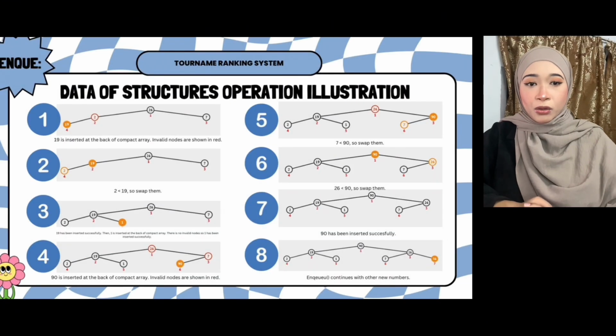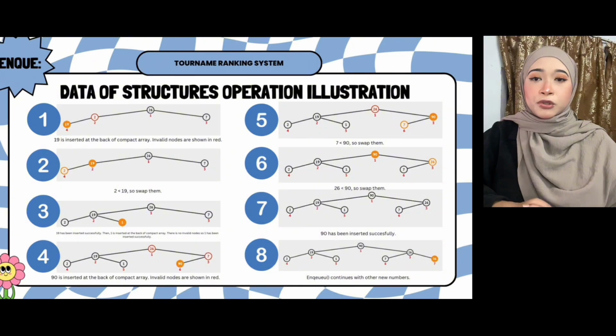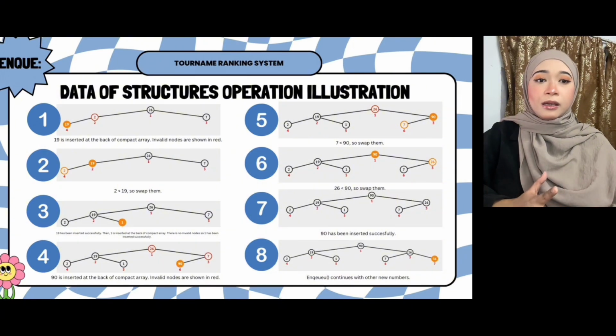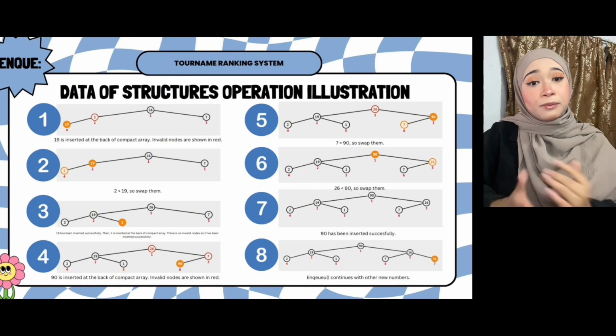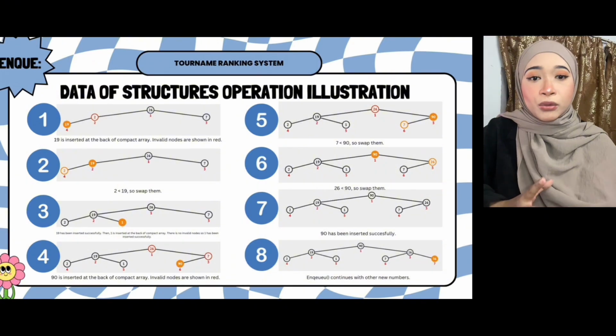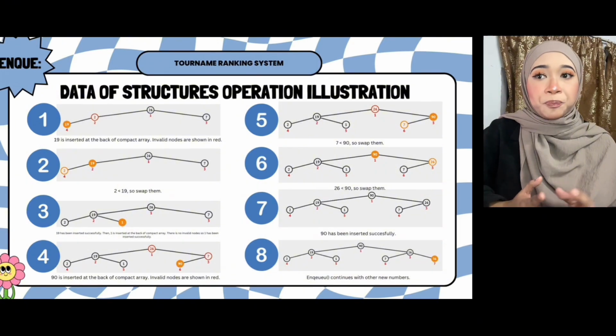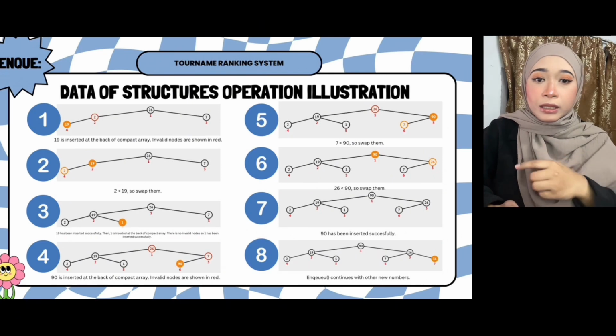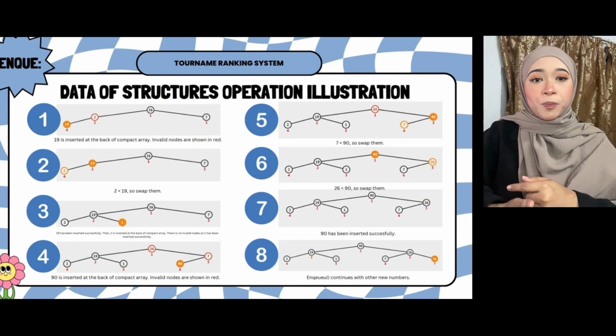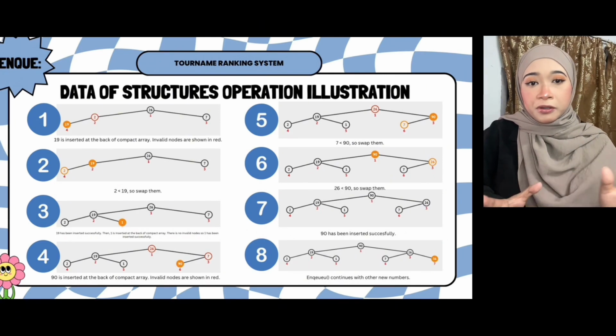So I will be talking through a dynamic example of how a tournament ranking system operates using a compact array in a binary heap. You will notice how numbers are enqueued, compared, and swapped. I also include the movement illustration below, so that it will explain each step to make the process clear.